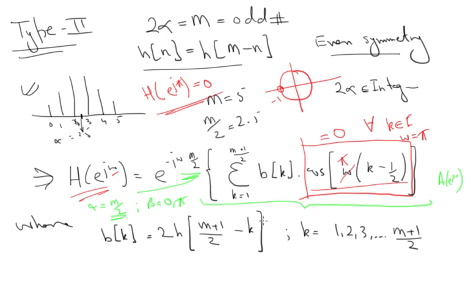It means you cannot use type 2 FIR filter as high pass filter because its response may look like this, where near pi it goes to 0. So it cannot be used as high pass filter, but it can be used as low pass or band pass filter. Let us see an example of type 2 FIR generalized linear phase systems.